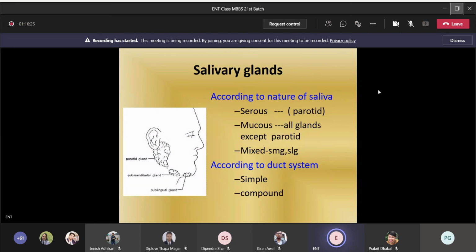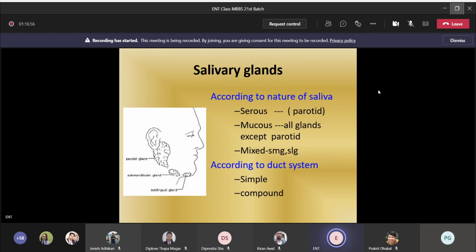Salivary glands are divided, according to saliva, into three groups: serous, which is mainly from the parotid gland; mucous, all glands except the parotid gland; and mixed type, the submandibular and sublingual glands. So serous is only the parotid, mucous is all the minor salivary glands, and mixed is the submandibular and sublingual glands.